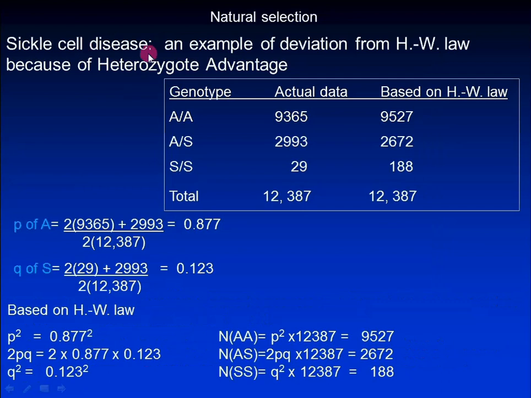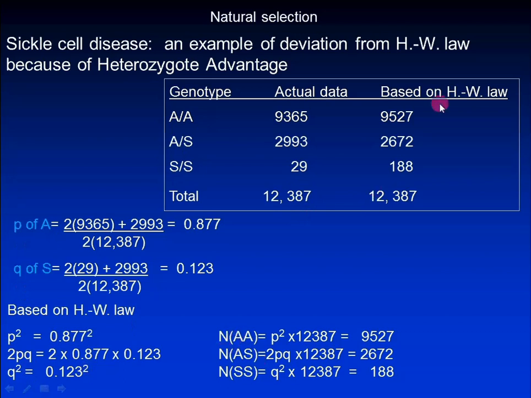Sickle cell disease is an example of deviation from Hardy-Weinberg equilibrium because of heterozygote advantage. Here, A represents normal hemoglobin allele, S represents sickle cell allele. These are actual data. Based on this data, we can easily obtain p and q. Based on Hardy-Weinberg law, we can obtain frequencies for 3 genotypes and the number of people with each genotype.